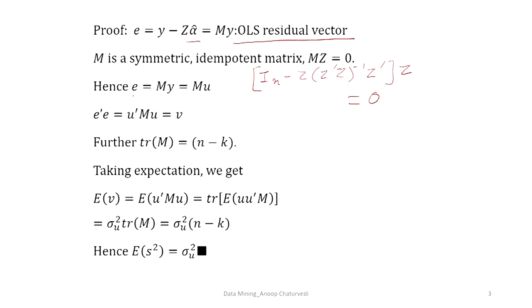So, E equal to M Y, and this is equal to M u, because if you substitute Y equal to Z alpha plus u, then M Y is equal to M Z alpha plus M u, and M Z is equal to 0. So, M Y is equal to M u. E transpose E is equal to u transpose M u, and this is equal to V. Further, remember M is an idempotent matrix and it has rank n minus k. So, trace of M is also n minus k.